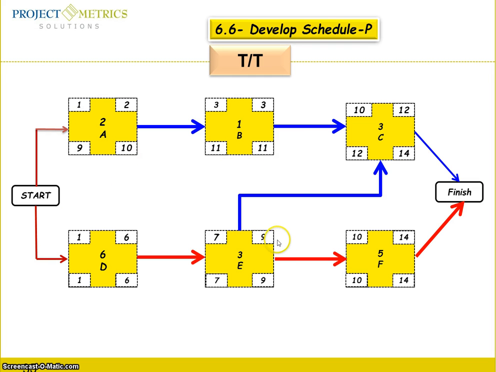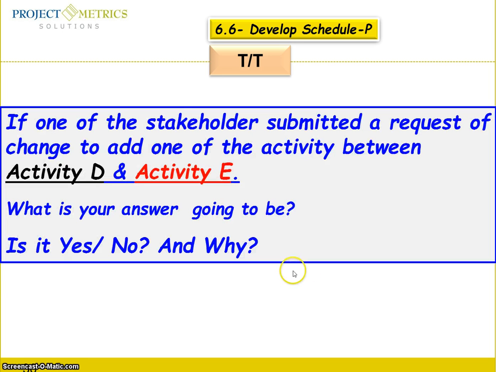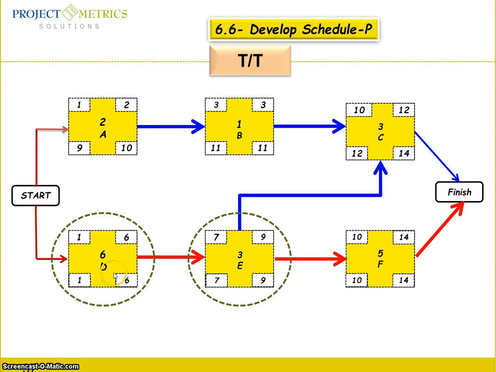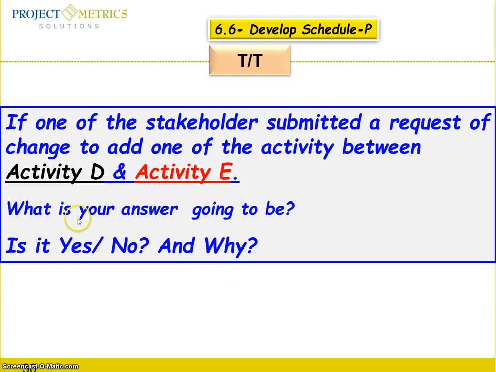Now the question comes here. If one of the stakeholders came to you and put a special request to put activity here or activity here on the critical path, in this case, you wouldn't be able to add an activity on the critical path. So that's why they came up with this. The question is, if one of the stakeholders submitted a change request to add one of the activities between activity D and E, what's your answer going to be? Is it yes or no?